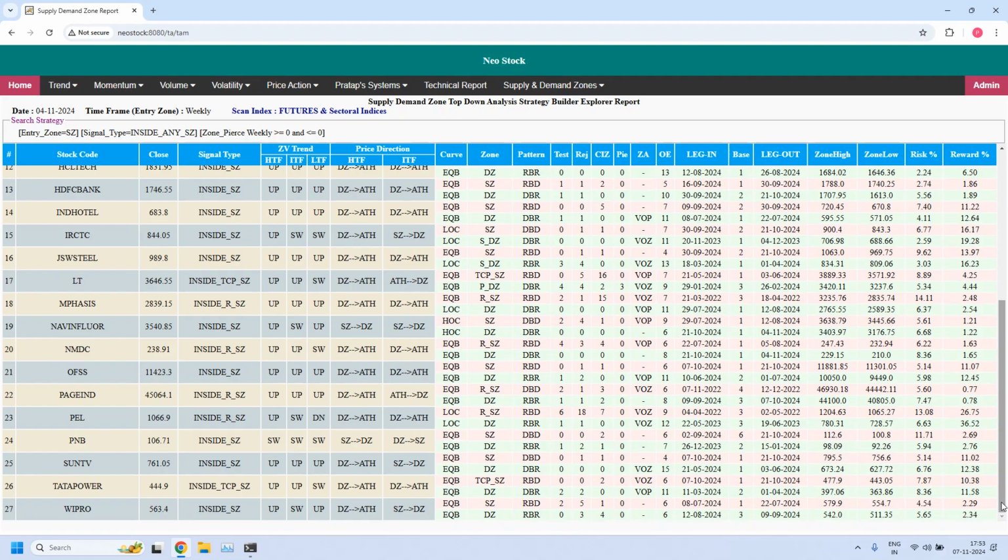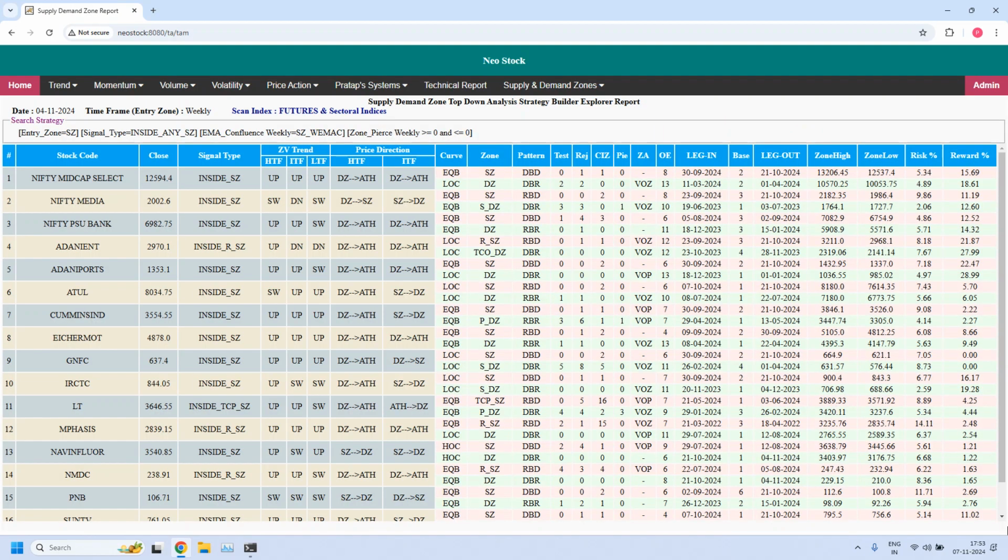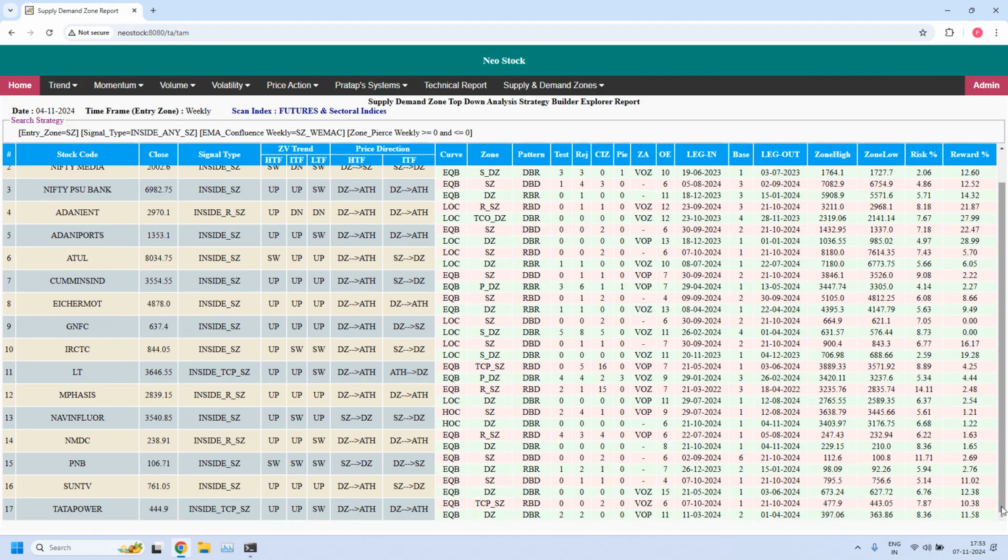Now let us check how many of these weekly supply zones are having weekly EMA Confluence. So in the EMA Confluence, weekly time frame, weekly supply zone with weekly EMA Confluence. So now the list is reduced. These are the first 15 stocks having weekly supply zones with weekly EMA Confluence. So total 17 are there.